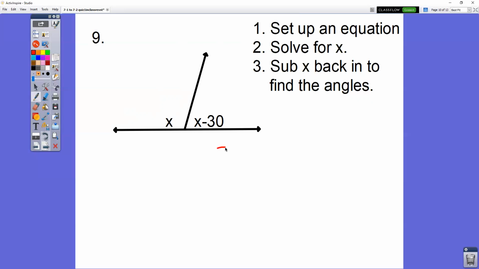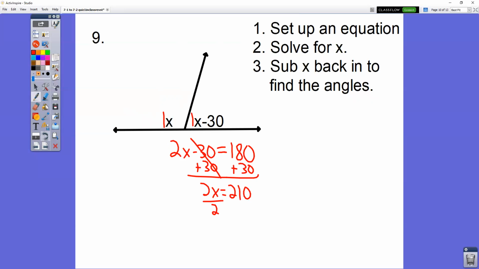These are supplementary angles. Supplementary angles take a straight angle and divide it into two pieces, so they have to equal 180 degrees. 1x plus 1x gives you 2x minus 30. So plus 30, plus 30. So we have 2x equals 210. Divide by 2, divide by 2, x equals 105.